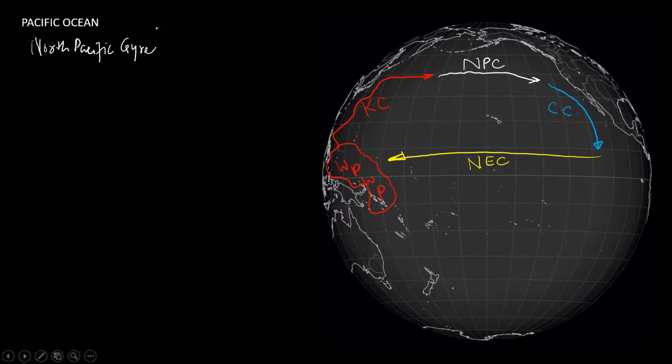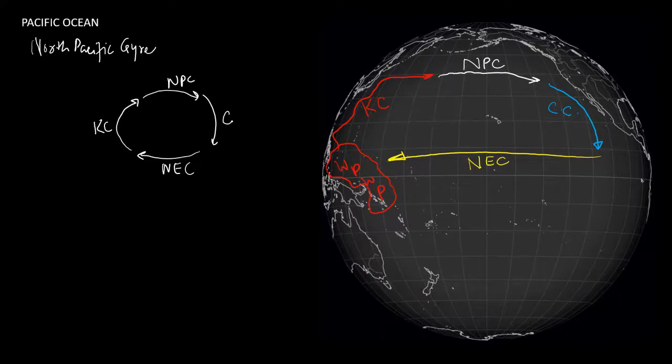North Pacific gyre. What are those currents? We have the North Equatorial current, the Kuroshio current, the North Pacific current, and the California current. So this is the North Pacific gyre. This is the equator over here.